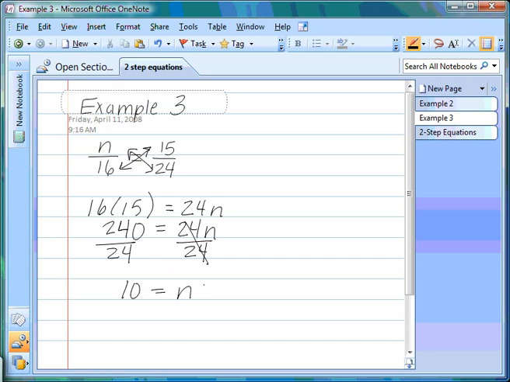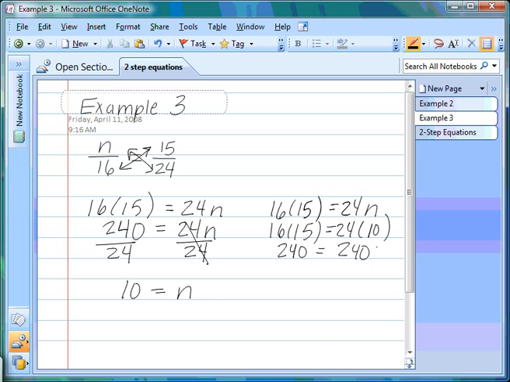We can check to see if this works by putting it back into our equation. 16 times 15 equals 24n. So now we have to fill in for n. 16 times 15 equals 240, and 24 times 10 equals 240. So this also checks out.